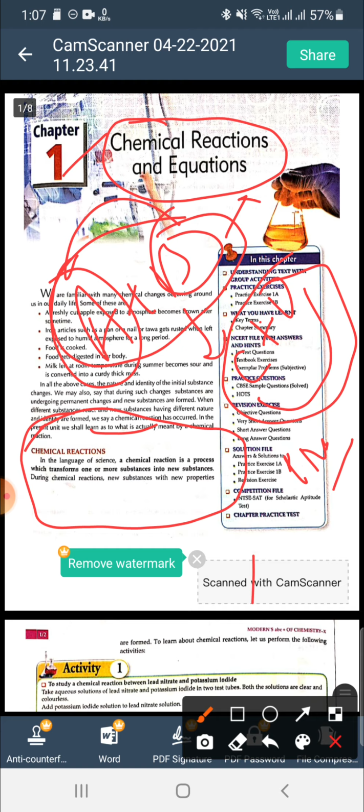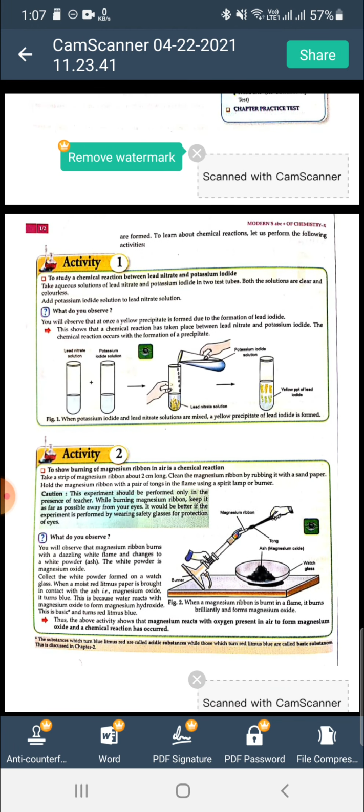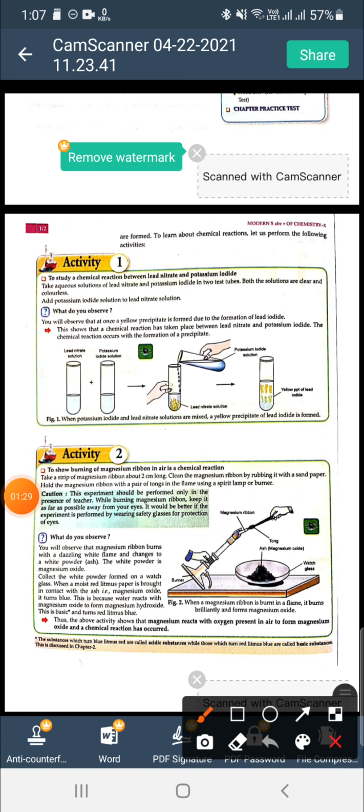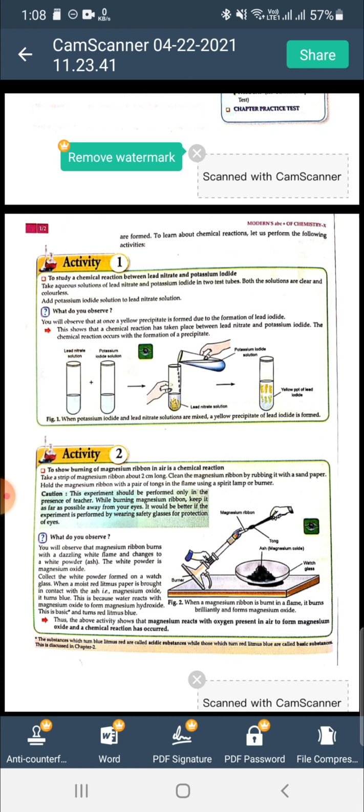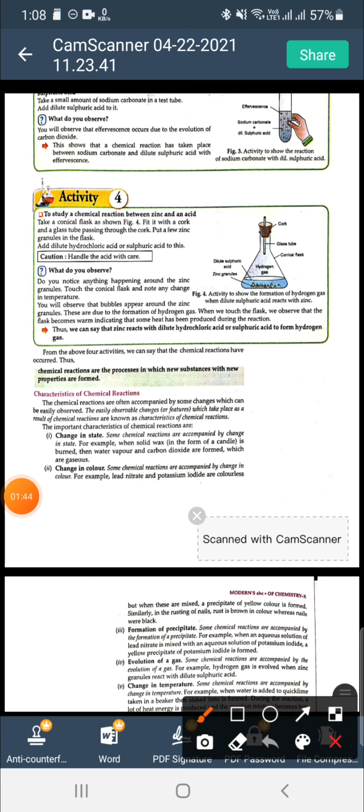Next there are activities 1, 2, 3 and 4. There are 4 activities in this chapter. We will do them in the next lecture in the laboratory. I will show you in the videos while performing these activities.